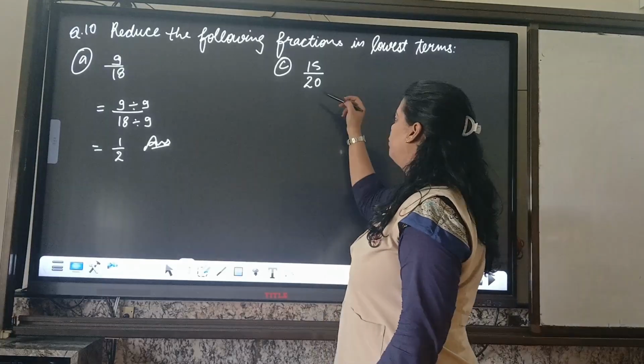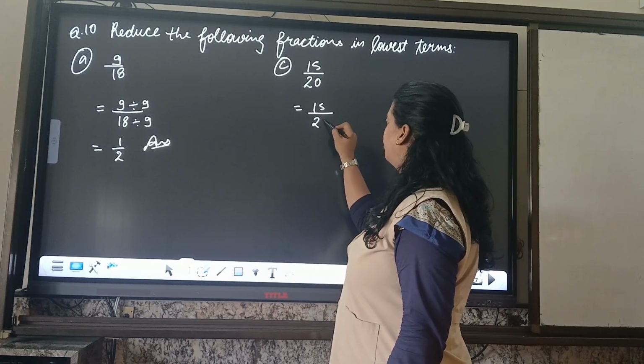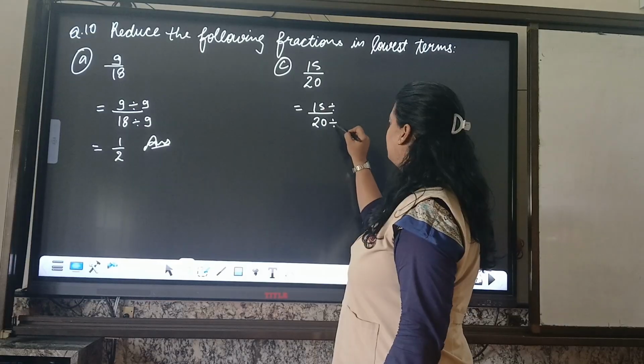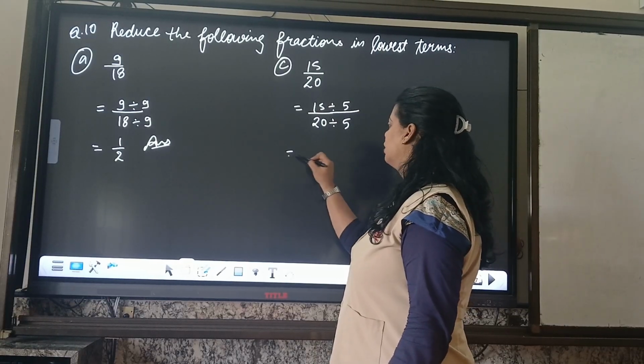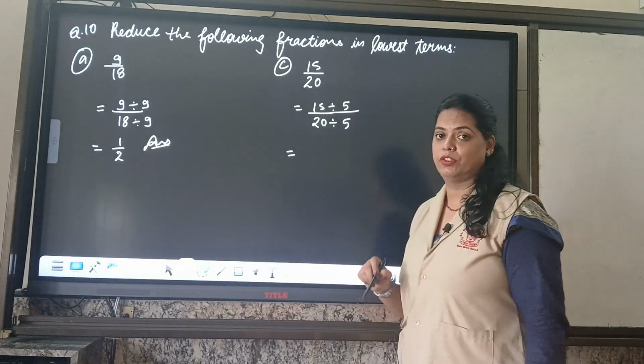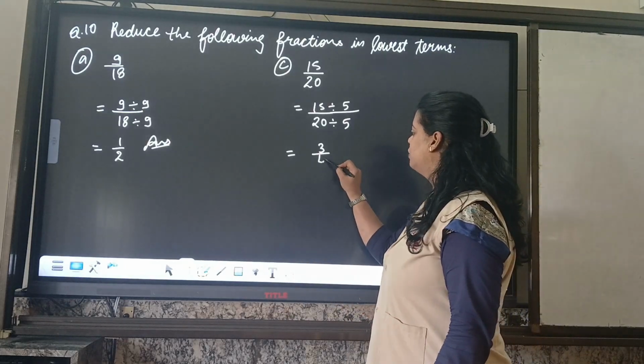Here 15 and 20. Which table can we use where I will get both of the numbers? I will take the table of 5. The same number should be used for the division to get the reduced term. So it is 3 times and it is 4 times.